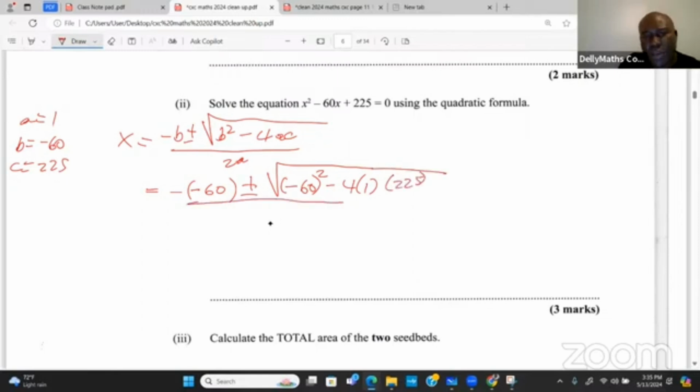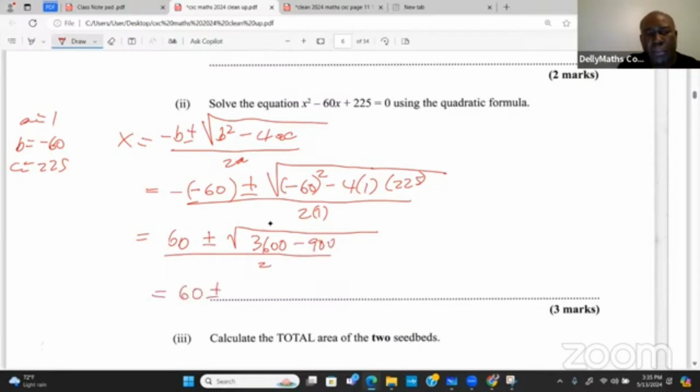And all of this must be over 2 times A. A is 1. Let's go again. When the two negatives clash out there, we're actually looking at positive 60 plus or minus the square root of 3,600 here, and this is minus 900 here, all over 2. Let's keep going. We're looking at 60 plus or minus the square root of 2,700 all over 2.